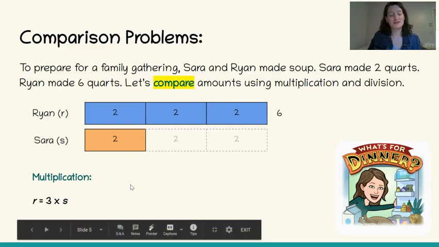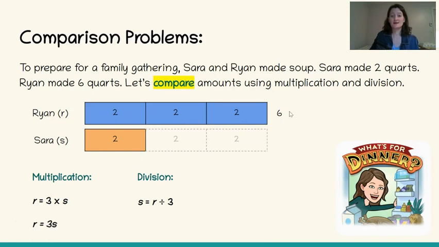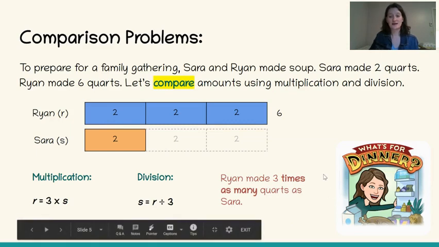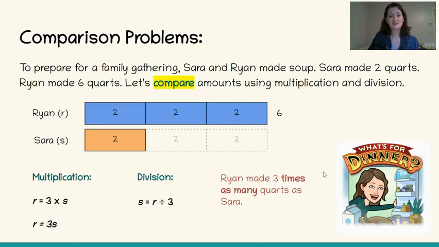If we were to write a division equation, we would have S for Sarah equals R divided by 3. So Ryan's soup divided into 3 groups. So Ryan made 3 times as many quarts as Sarah. And you might notice that that is on the first page for class activity 4-4 for today. So that's the example at the top of the page that we've looked at together. Now let's work on the rest of the questions for this page.